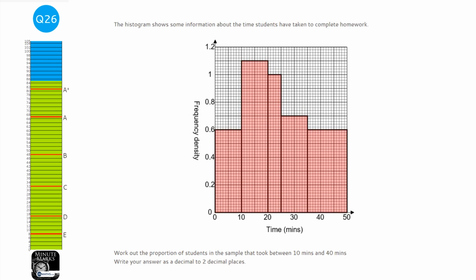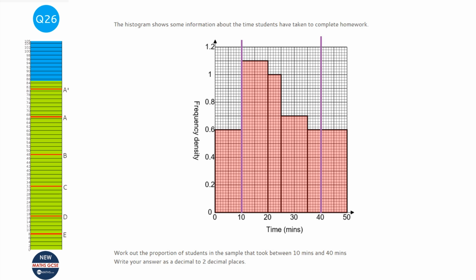There are a few different ways of answering this question. The easiest way, especially for the way this question is set out, is to count the squares. So first of all, let's have a look and see what range we're doing. We're doing from 10, so from 10 to 40.